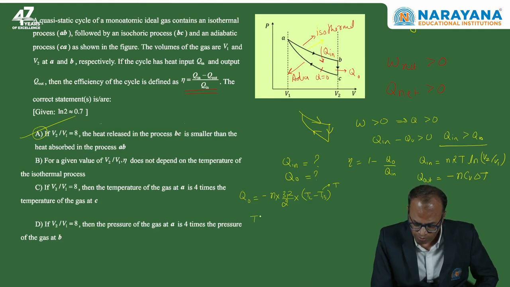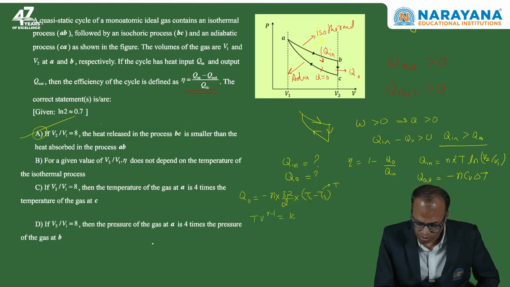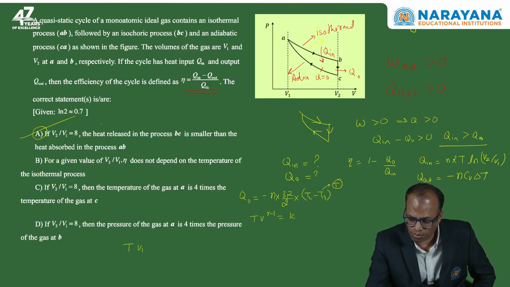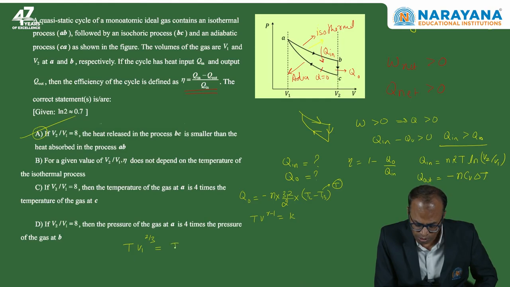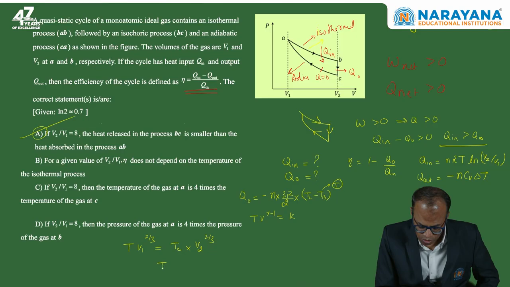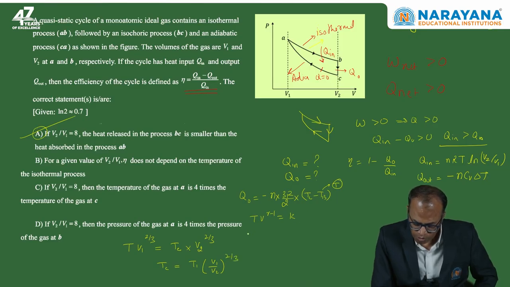For the adiabatic process, we will have TV raised to gamma minus 1 equal to constant. So temperature at A, which is again the same temperature T, which is B, times V1 power gamma minus 1. Gamma is 1 plus 2 by f, 2 by 3, so 5 by 3. So 5 by 3 minus 1 is 2 by 3, equal to the temperature at C, which is Tc, into the volume V2 power 2 by 3. So Tc can be represented as T1 times V1 by V2 power 2 by 3. So Q out I will be able to calculate.